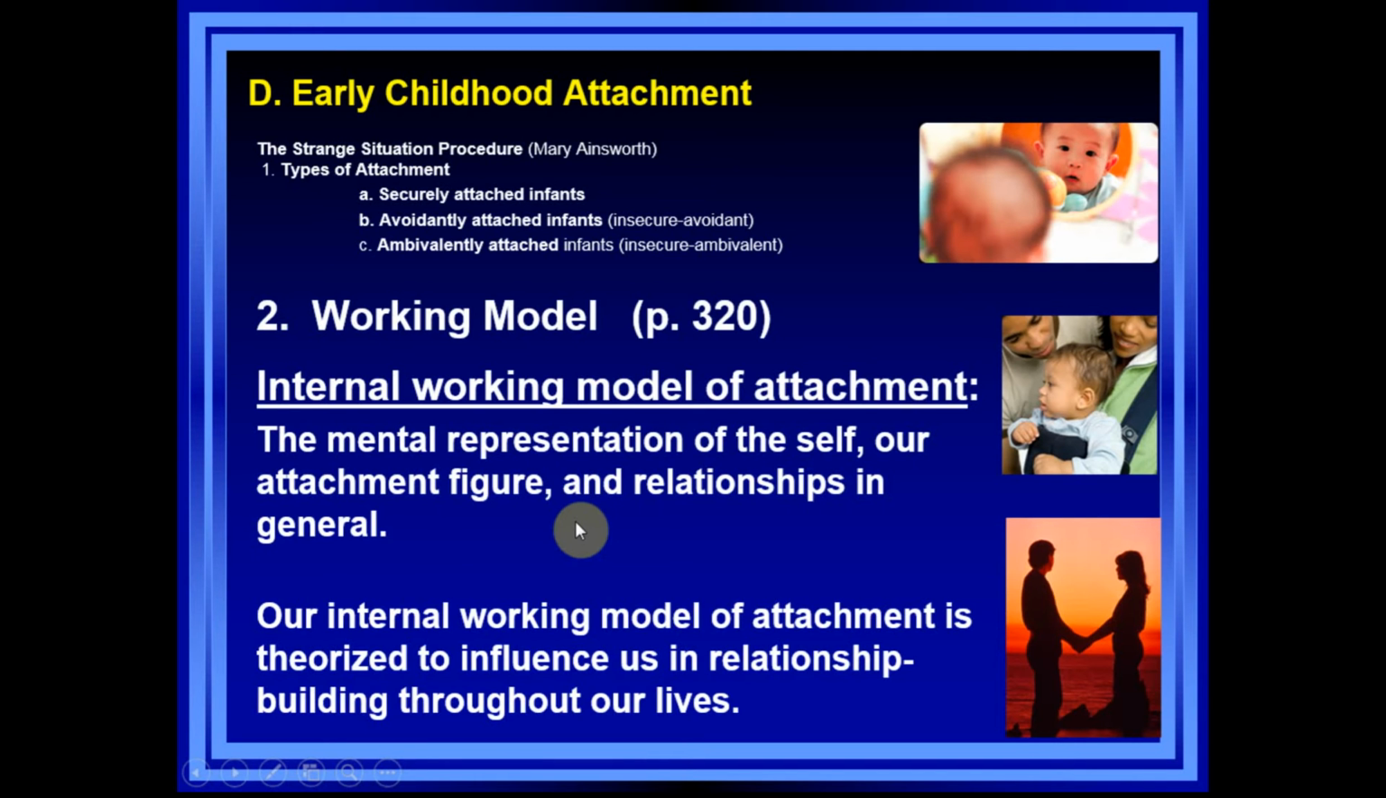So let's wrap our brain around what that definition means. An internal working model of attachment means a mental representation of 3 things, a mental belief about 3 things. And the 3 things are our self, our attachment figures, and relationships in general. We're going to learn something about ourself, attachment figures, and relationships in general. We're going to develop some beliefs about those 3 things. Now, this theory suggests that our internal working model of attachment is theorized to influence us in relationship building throughout our lives. So this idea of ourself, attachment figures, and relationships is going to influence us throughout our lives.